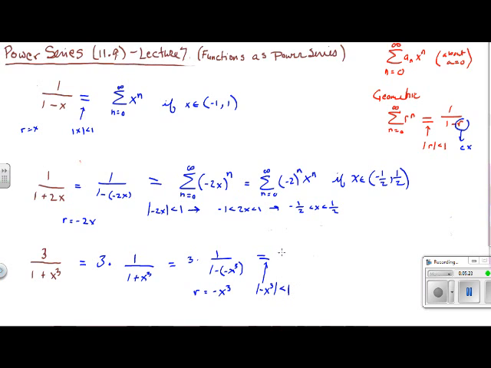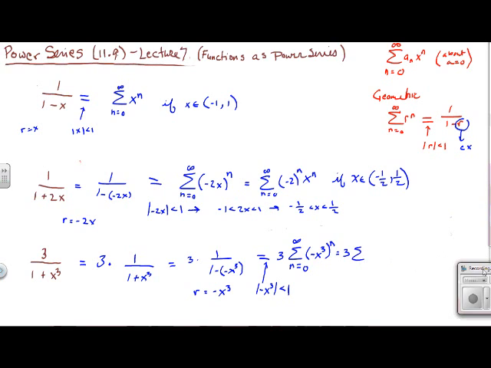this can be written as 3 times the sum n equals 0 to infinity of minus x cubed to the n, which is 3 times the sum n equals 0 to infinity of minus 1 to the n, x cubed to the n, which is x to the 3n. Okay, and what interval is that? Well, this is the same as saying minus 1 is less than x cubed less than 1, or x is between the cube root of minus 1 and 1, which is just minus 1 and 1. So this is this.